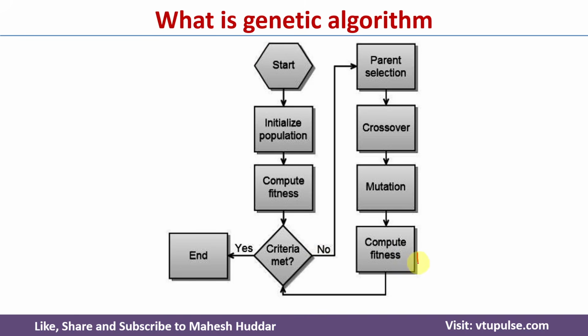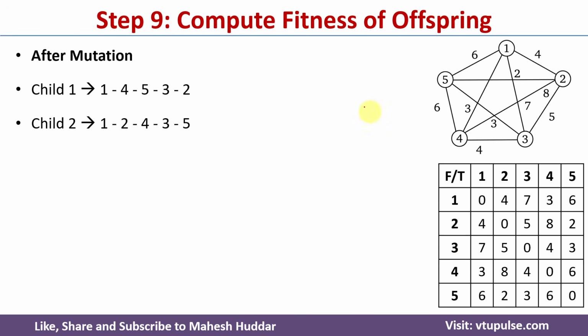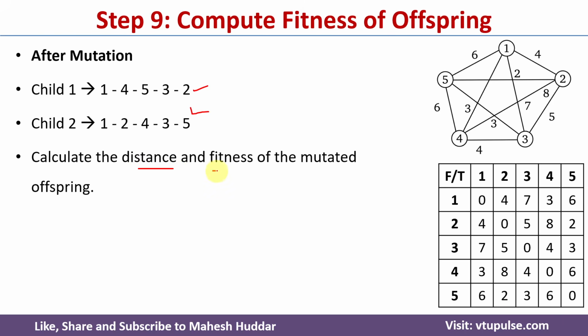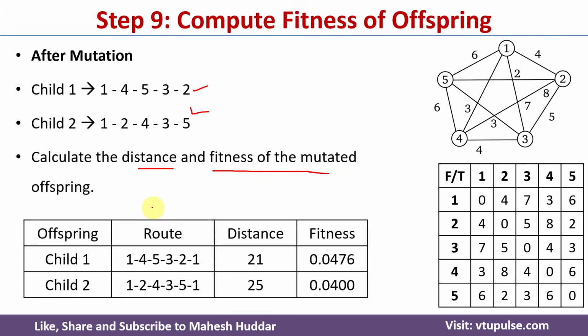The next step is to compute the fitness value. After that, we need to compute the child 1 fitness and child 2 fitness values. First, we calculate the distance, then we calculate the fitness of the mutated offspring. This is child 1, the route is 1, 4, 5, 3, 2, 1. For this route, we get the distance as 21 and fitness as 0.0476. And for child 2, the distance is 25 and fitness is 0.0400.